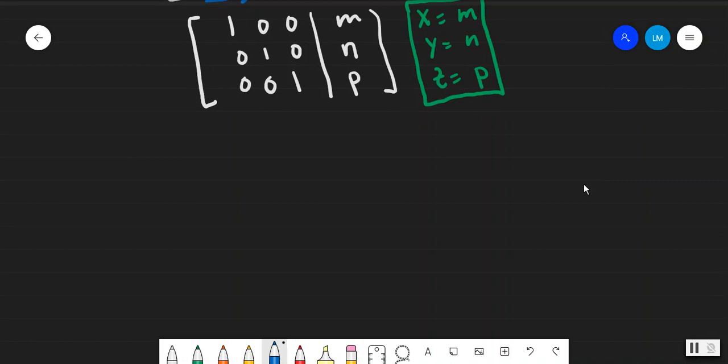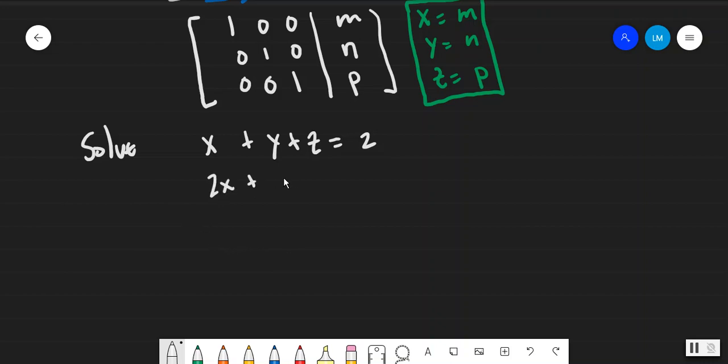So let's say that we wanted to solve x plus y plus z is equal to 2, and then we have 2x plus y minus z is equal to 2, and then we have 3x plus 9y plus 6z is equal to 3.